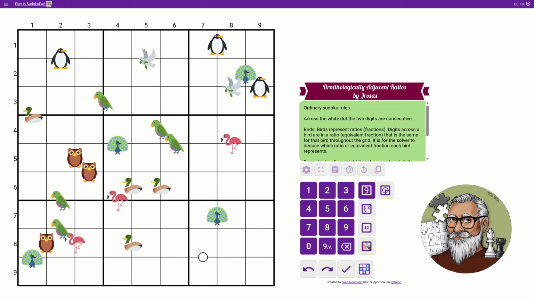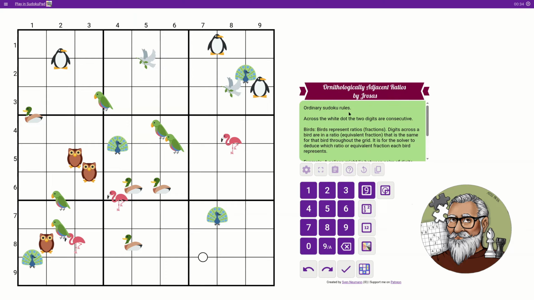Today I'm going to be trying my hand at Ornithologically Adjacent Ratios by Jrosas. If you'd like to give it a go, there will be a link in the description. If you do, please let me know how you fared and what you thought. Right, let's read the rules.